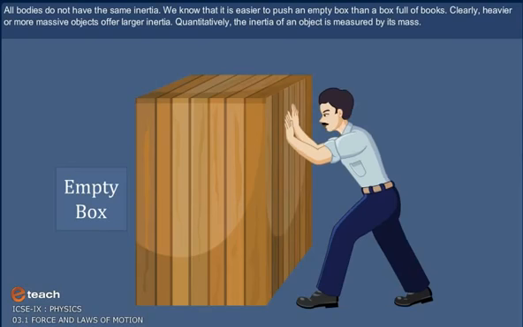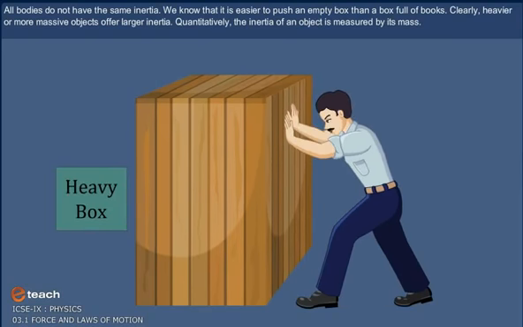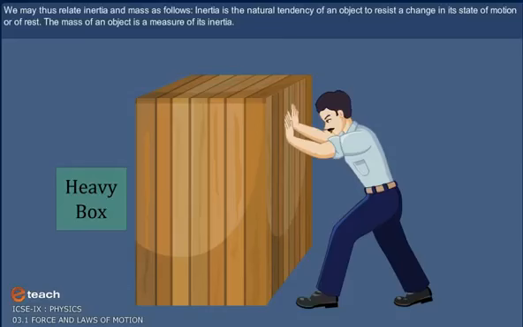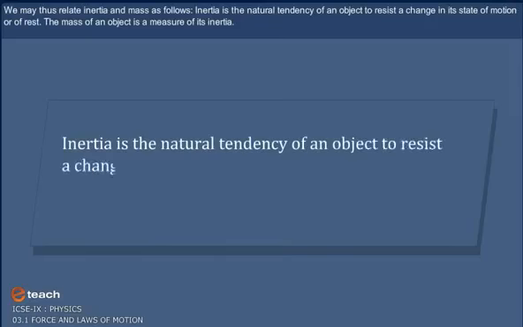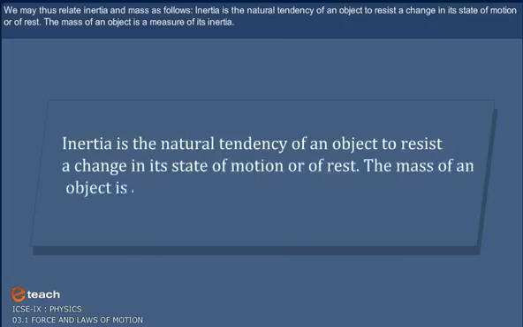We know that it's easier to push an empty box than a box full of books. Clearly, heavier or more massive objects offer larger inertia. Quantitatively, the inertia of an object is measured by its mass. We may thus relate inertia and mass as follows. Inertia is the natural tendency of an object to resist a change in its state of motion or of rest. The mass of an object is a measure of its inertia.